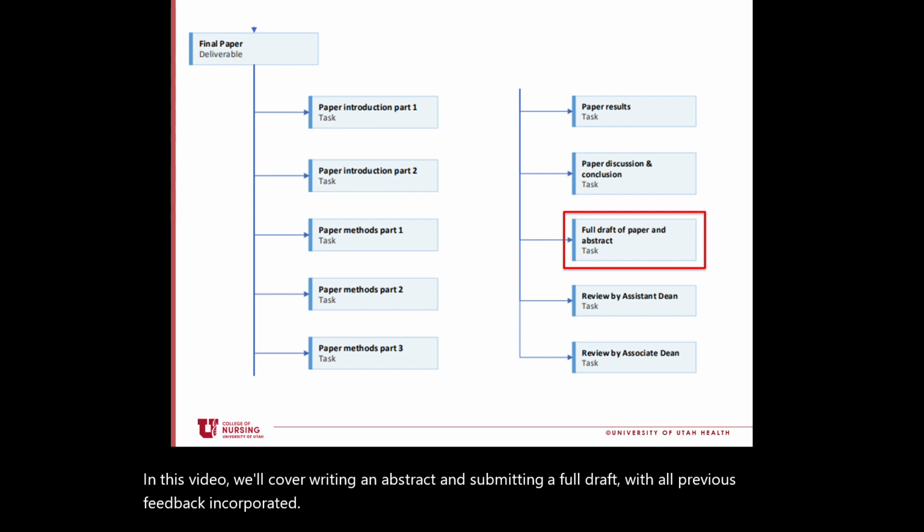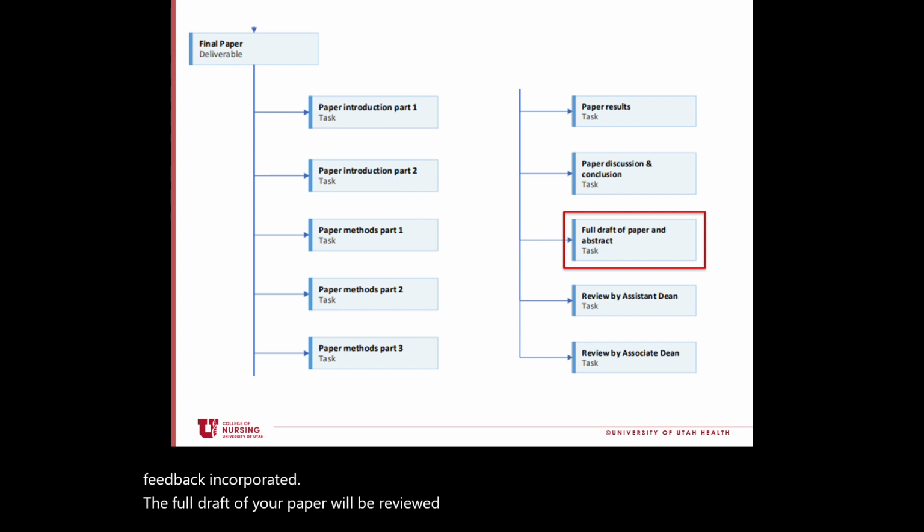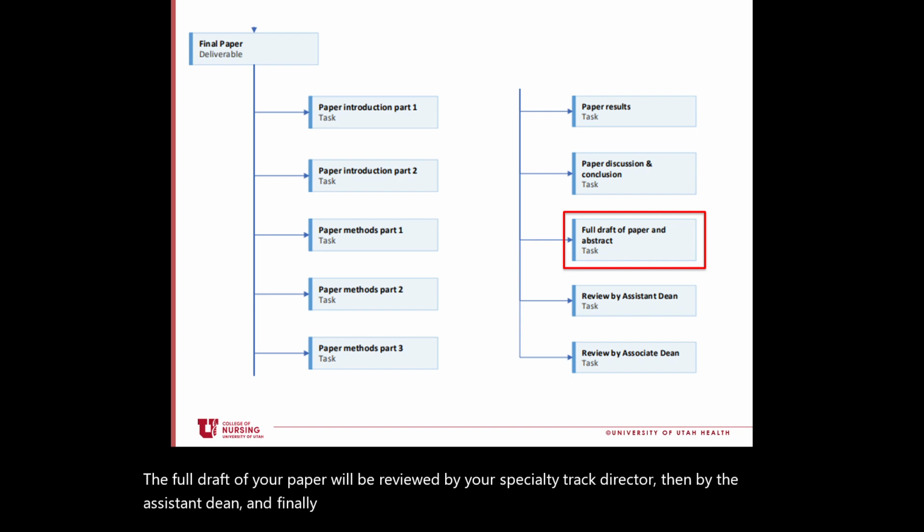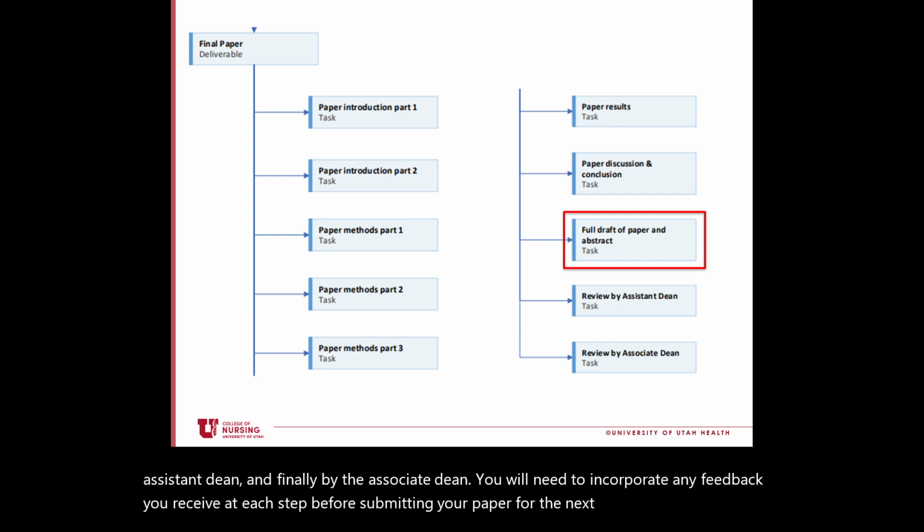The full draft of your paper will be reviewed by your specialty track director, then by the assistant dean, and finally by the associate dean. You will need to incorporate any feedback you receive at each step before submitting your paper for the next step.